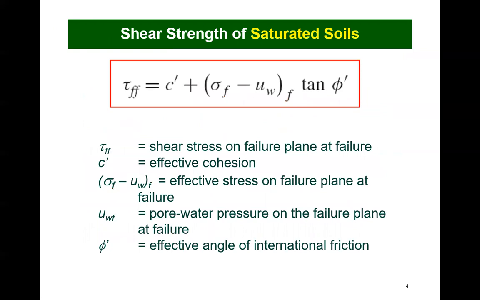Let us define the variables associated with the effective stress shear strength equation for a saturated soil. The equation has an intercept designated as the effective cohesion, c prime, and a sloping angle which represents the effective normal stress. The angle is referred to as the effective angle of internal friction and given the symbol phi prime. The equation is plotted on the next slide.